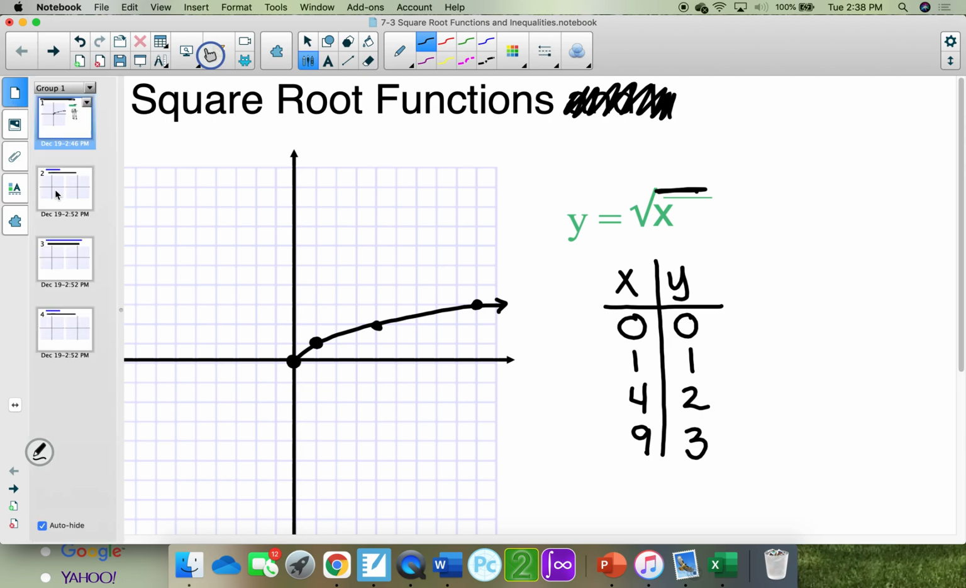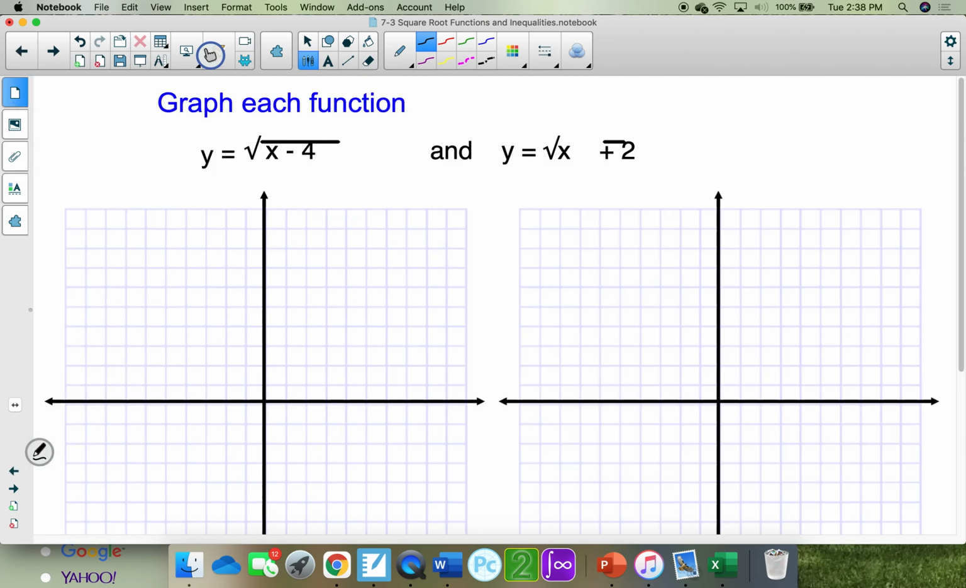So let's just do some. Okay, let's do this one. You know you're making a square root graph, and notice where the negative 4 is located. It's located inside the square root. Since it's inside, it's going to move it side to side. Do you guys remember translating before? If it's inside, it moves it side to side. And since it's a negative, you're going to move it to the right 4. 1, 2, 3, 4. There's my new spot. I moved it to the right 4.